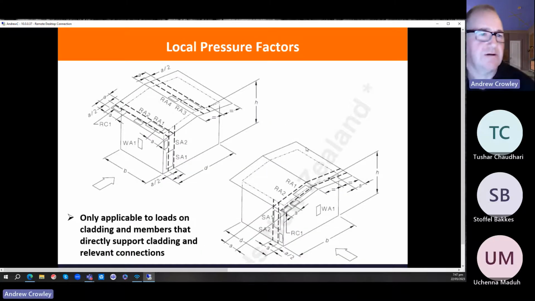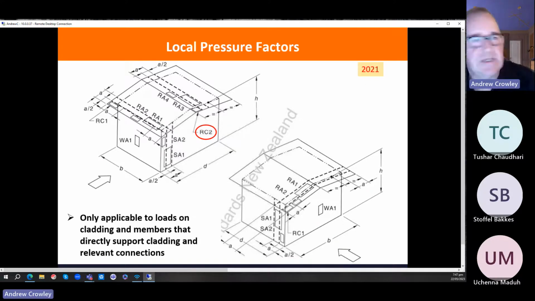And here is a diagram from the 2011 version. Remember that the local wind pressures only apply to your cladding and to members that are directly supporting the cladding. So that will be your purlins, your girts, your side rails, and so on. It doesn't generally apply to your main structure.